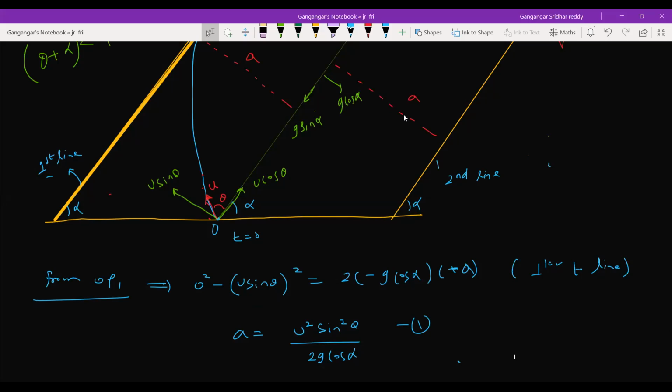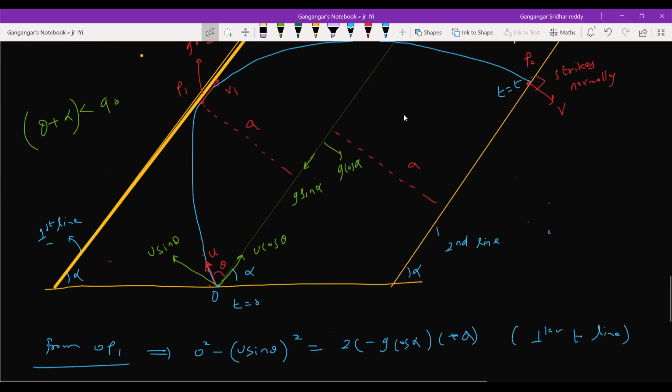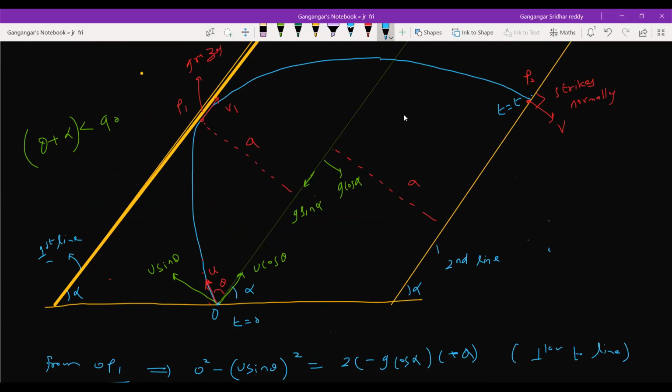So what is that, sir? Which one? Sir, here 2 minus g cos alpha, and also it should be plus 2a, sir. This is the equation v square minus u square equal to 2as formula. You're taking it along the line, sir? OP is perpendicular to the line, no, sir. Finally, the velocity is also perpendicular to the line. Instead, you take 0, sir. OP1, no, OP1. From O to P1 I apply, not O to P2.